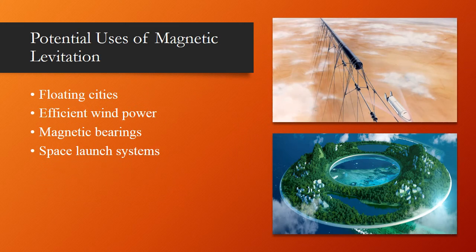As you have seen, magnetic levitation combines seemingly simple physical concepts to create lift. Maglev trains put magnetic levitation on a macro scale by using this lift to eliminate friction and increase max speeds. Other potential uses of magnetic levitation include floating cities, efficient wind power, magnetic bearings, and space launch systems.